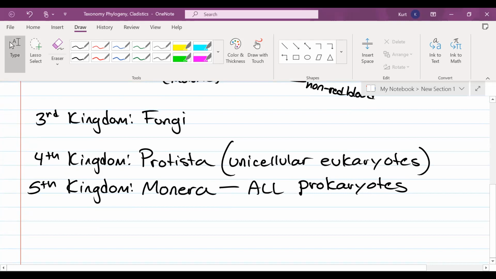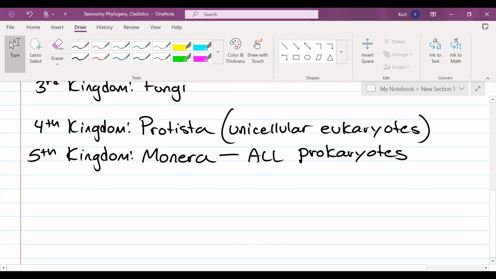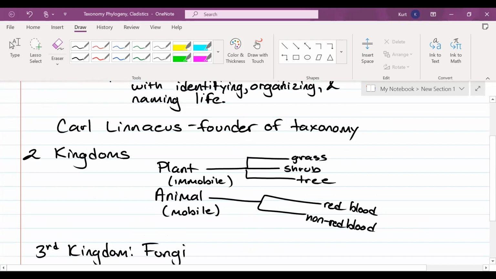So everybody, it really got revised to the five kingdom system. Monera came around in the 50s or 60s. And this lasts all the way up to about the early 90s. So your parents, maybe your grandparents, if they were in school, they learned about these five: plant, animal, fungi, protist, monera.